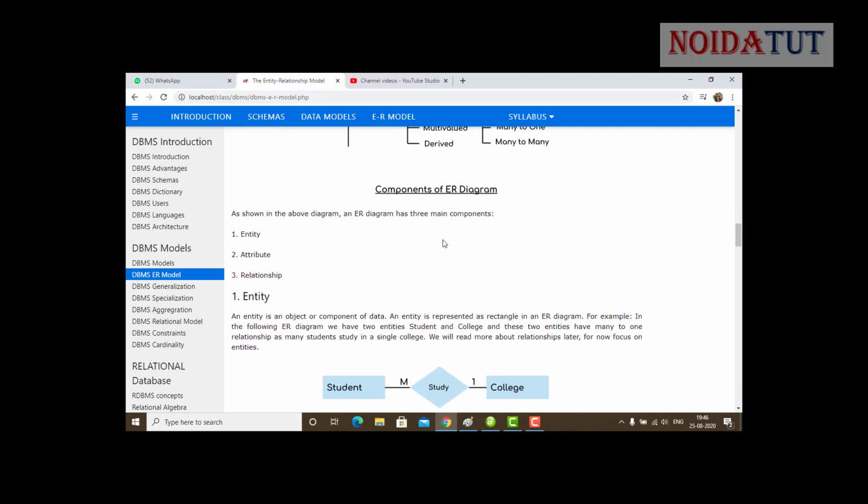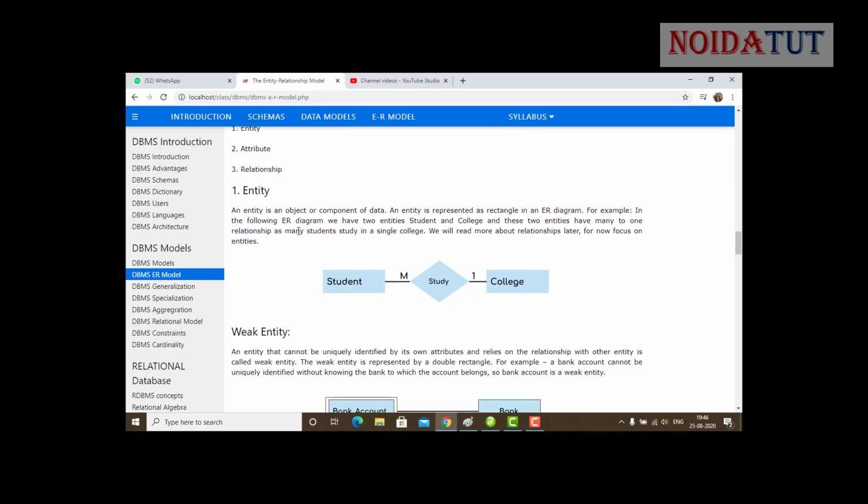Now in the above diagram we have seen entity, attribute and relationship which we have already explained above, but again let us have a look with the proper diagram. An entity is an object or component of data. An entity is represented as a rectangle in an ER diagram. For example, in the following ER diagram we have two entities, student and college, and these two entities have a many to one relationship as many students study in a single college. We will read more about relationships later, and for now we need to focus on entity.